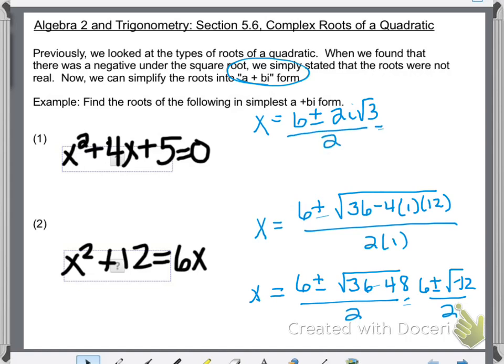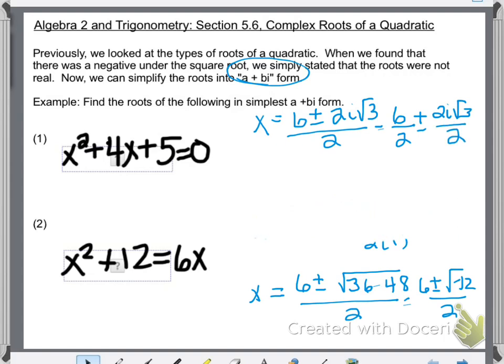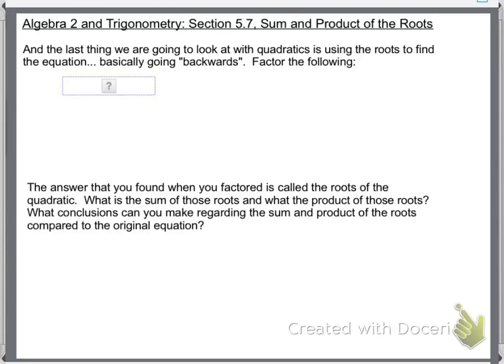Again, to write in simplest a plus bi form, we must separate this into two fractions and finish simplifying. So 6 over 2 is 3, plus or minus, the 2's cancel, i square root of 3. Okay? So the only thing here, like I said before, is just that we're simplifying the negative under the radical. And that basically is section 5.6. So go to the next page, and we're going to talk about the sum and the product of the roots.